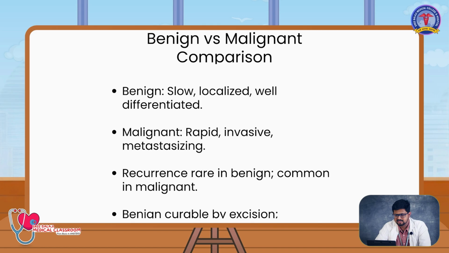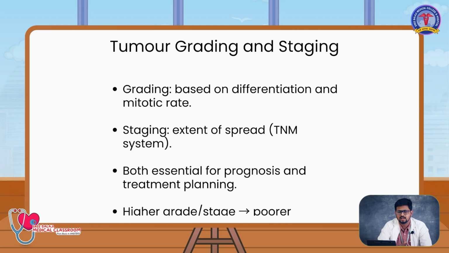Now tumor grading and staging. Grading is based on the differentiation and mitotic rate. Staging is the extent of the spread we should know. We commonly use the TNM staging. Both are essential for prognosis and treatment planning. The higher the grade and stage, the poorer the prognosis.